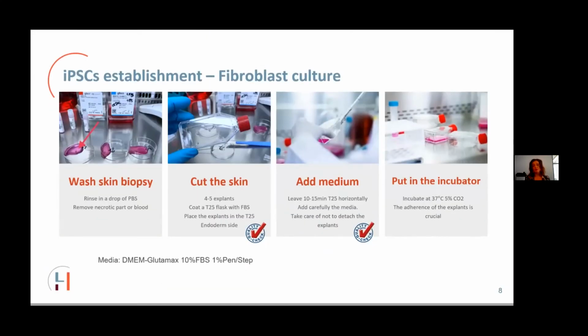So we start by receiving the skin biopsy. We wash it and rinse it in a drop of PBS, and we remove all of the necrotic parts. We then cut the skin into 4 to 5 explants, and we place them into a flask on the endoderm side. This is really important. This is our first quality control check, because if you put it on the other side, you are going to have keratinocytes that will grow in your flask and not fibroblasts. We add the medium, we take great care not to detach the explants, and then we put them into the incubator. The adherence of the explant is crucial.